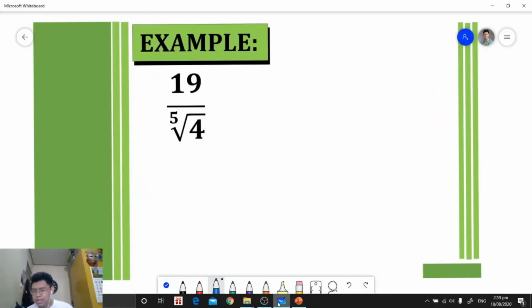Let's have our last example for today. For example, we have 19 over the fifth root of 4. Knowing that we have a composite radicand, we can simply factor our radicand. Let's convert it to its factored form. The fifth root of 2 squared. So I just converted it to its exponential factored form.